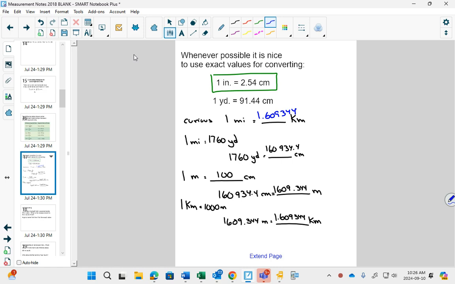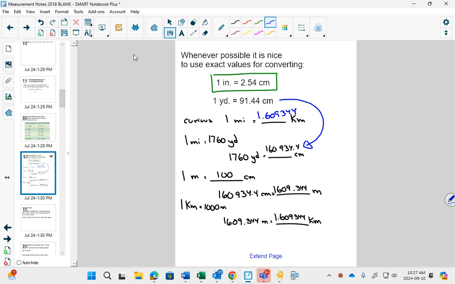The only thing on your formula sheet for exact conversion is going back to these two. So if I wanted to find an exact conversion from miles to kilometers, I had to do some work. First, I changed my miles into yards, and then I could change my yards using this one into centimeters. Then when I had centimeters, I was like, well, I want kilometers. It felt like too big of a jump to go from centimeters to kilometers all at once, so I took my time. I was like, well, it's easy to go to meters first.